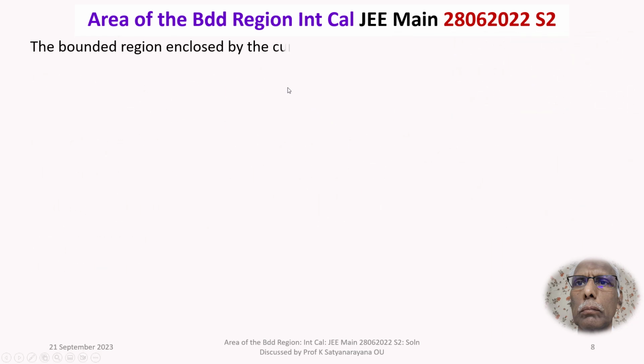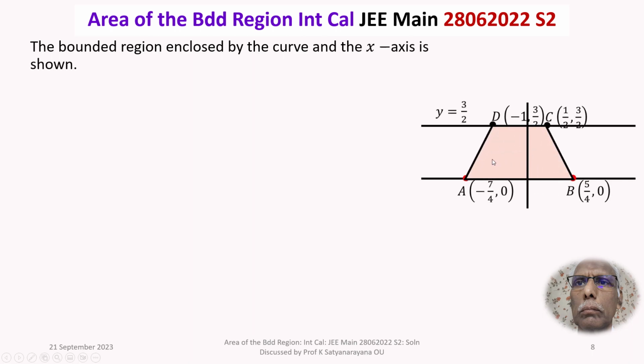The bounded region enclosed by the curve and the x-axis is shown in this diagram and we are required to find the area of the region. And here we are not using integral calculus. To do so, you have to break this into 3 parts and then evaluate 3 definite integrals and add. Instead of that, it is very easy. It is a most familiar figure, it's a trapezium.